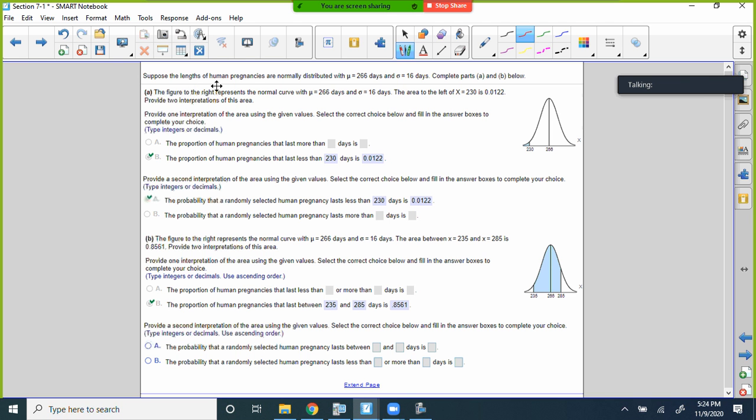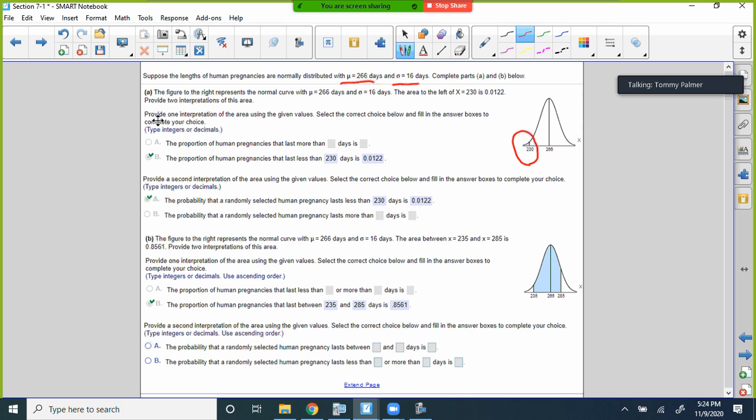Suppose the lengths of human pregnancies are normally distributed with a mean of 266 days and a standard deviation of 16, right? Complete A through B. So A is kind of 2 parts, okay? And they're looking at 230. If you blow up the graph, they're talking about the area to the left of that, right?